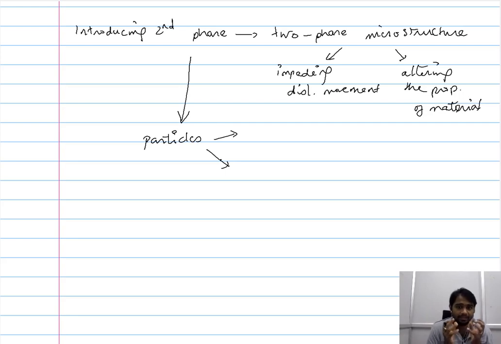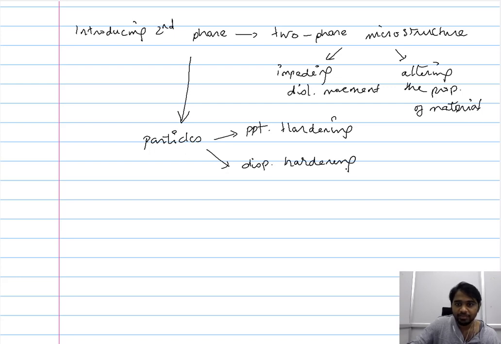Now, the way these particles are introduced into the system, we saw there are two possible ways. One is precipitation hardening. I will just write it as PPT, precipitation hardening. And the other is dispersion hardening.